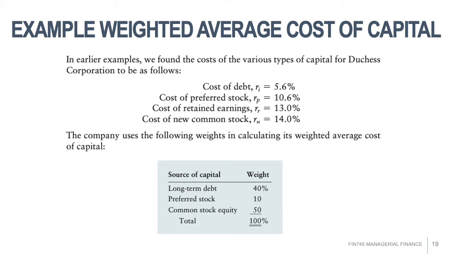In the earlier examples, we found the cost of various types of capital for Duchess Corporation to be as follows. Cost of debt after tax is 5.6%. Cost of preferred stock is 10.6%. Cost of retained earning is 13%. Cost of new common stock issued is 14%. So the company used the following weights in calculating its weighted average cost of capital. Source of capital: long-term debt 40%, preferred stock 10%, and common stock equity 50%.